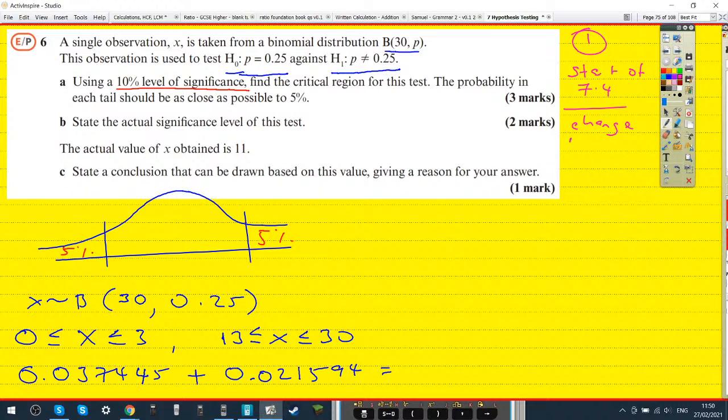Which is 0.059039. 0.05039. And so that is 5.04%. Question C.